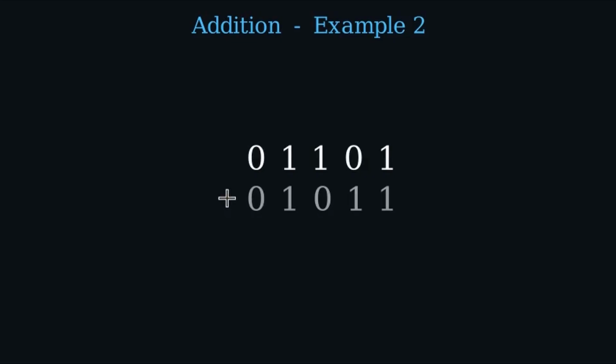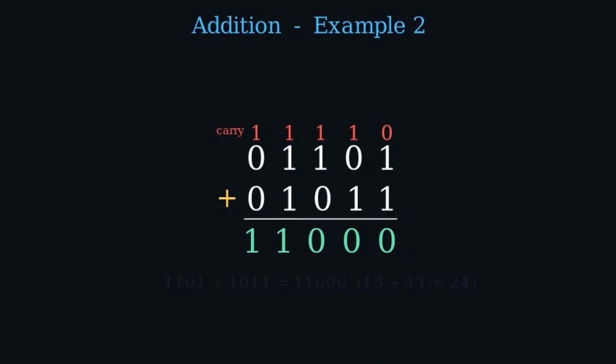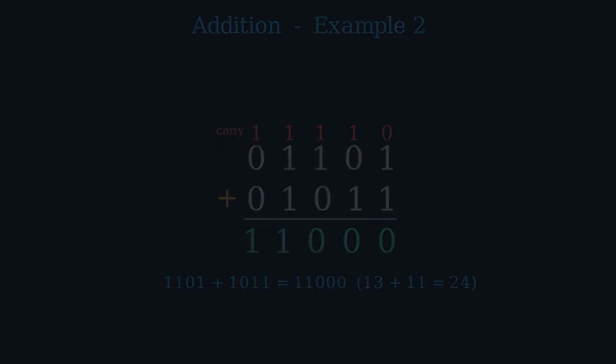Now let's look at another example. We'll do the exact same thing. 1 plus 1 is 2, so we write 0, carry the 1, and we just continue. 1 plus 1 is 0, carry the 1. 1 plus 1 is 0, carry the 1. 1 plus 1 plus 1 is 3, so we write 1, carry the 1, and we write our numbers. So 13 plus 11 is 24, which is written in binary.